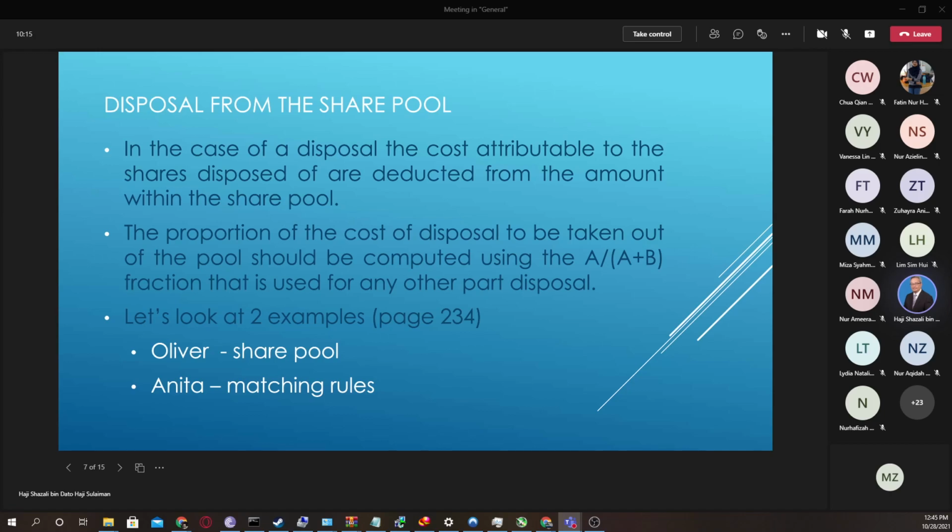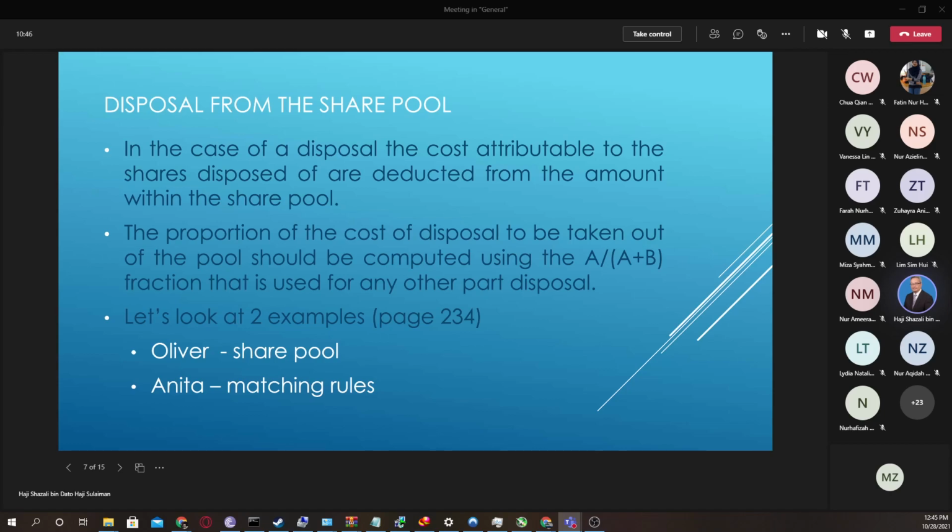We disposed of 3,000. So the cost of that 3,000, just do a proportional calculation. 3/4 times 10,000, which is 7,500. And the balance of the pool is 1,000 shares, and the cost is 2,500. So you have proceeds of 17,000. Your working in terms of the cost is 7,500. So the gain is 9,500.